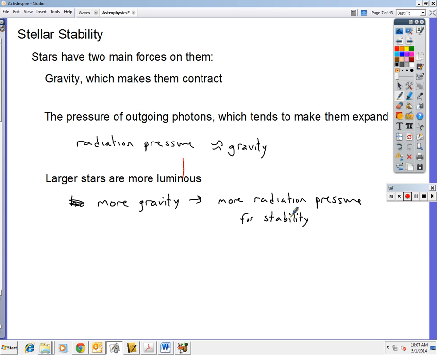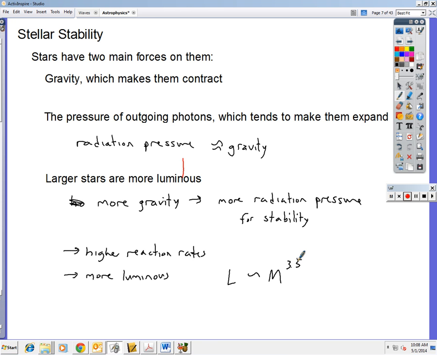And more radiation pressure means higher reaction rates, because it's producing more photons per second in order to balance out the higher gravity, and that means that it is more luminous. And typically the luminosity of the star varies as its mass raised to a power of approximately 3.5, which means if you double the size of a star, you're going to increase its luminosity by nearly a factor of 10.